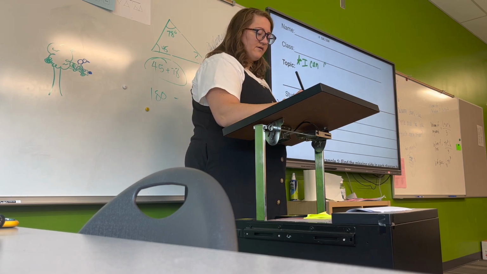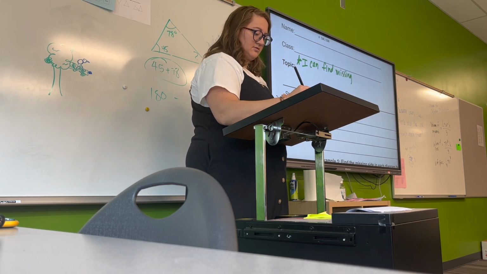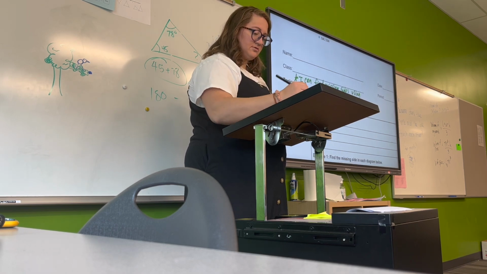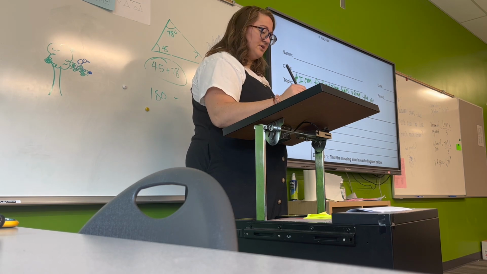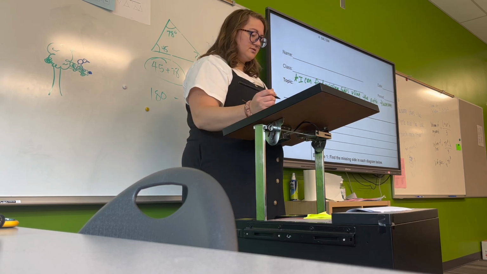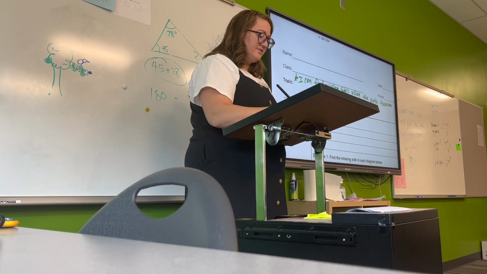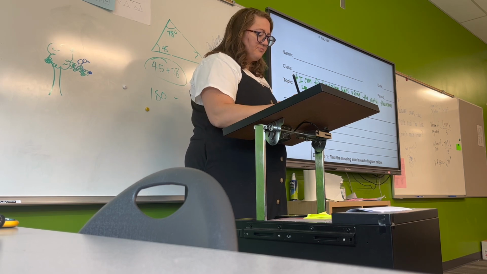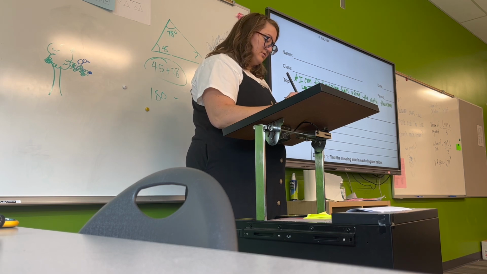Okay, your first learning topic is I can find missing sides using the Pythagorean theorem. And then underneath that one, I just want you to draw a little arrow because this is another topic, but it's also within the same one. I can identify a Pythagorean triple.